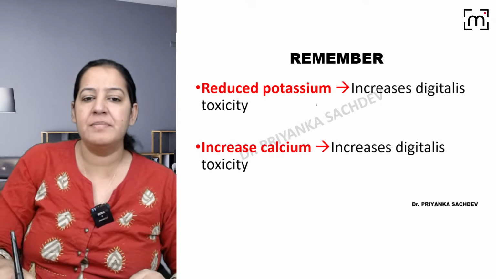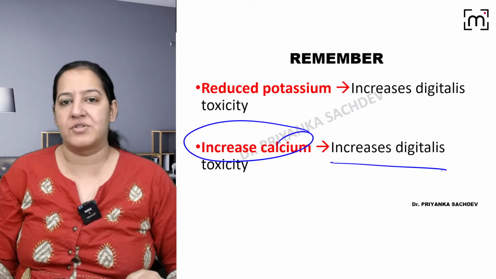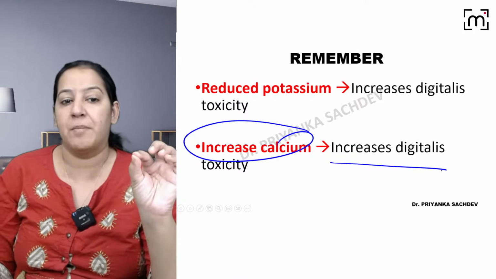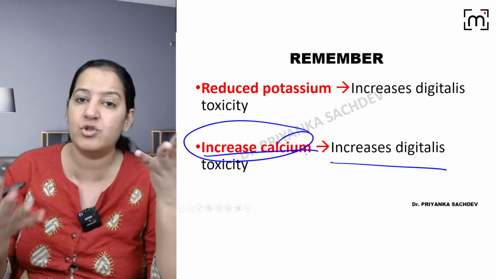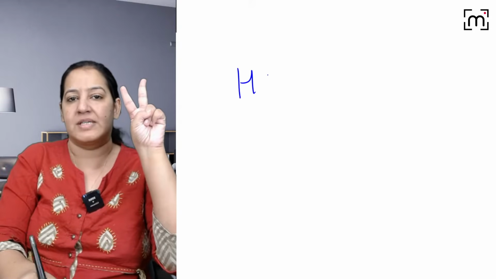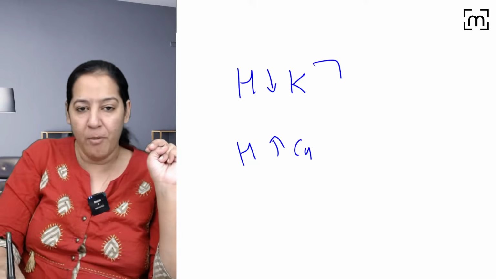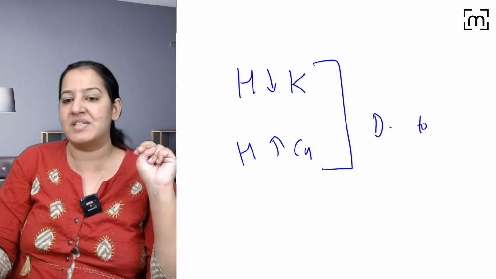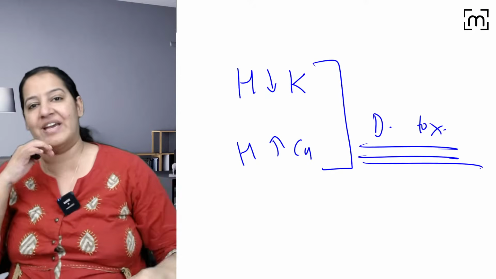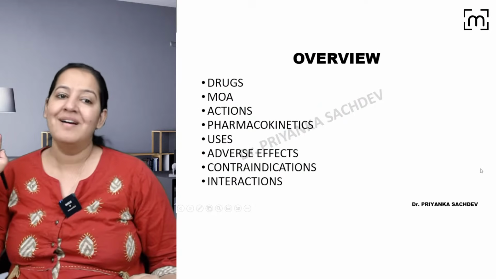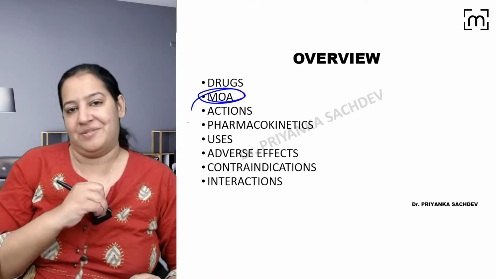And what about calcium? More calcium, more Digitalis toxicity. Because basically, what is Digitalis doing? Ultimately it is increasing calcium, and calcium is already high, so it will lead to Digitalis toxicity. So there are two reasons for Digitalis toxicity: hypokalemia and hypercalcemia. Both lead to Digitalis toxicity. Never forget. Please learn it. Right? Very important MCQ. We are done with mechanism of action.